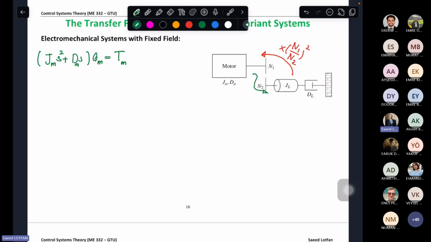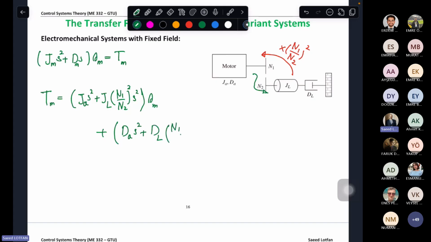So if I want to write the Tm here, I have to write it like JA S2 plus JL N1 to N2 to the power of 2 S2, that is theta on the motor, plus also DA S plus D of the load coming from the next systems to the power of 2 S theta M. And we don't have the spring stiffness here. If we have to, we also include them.